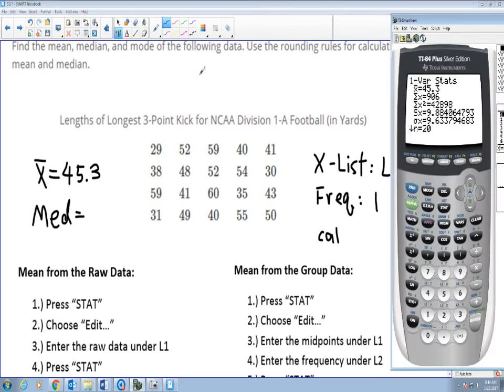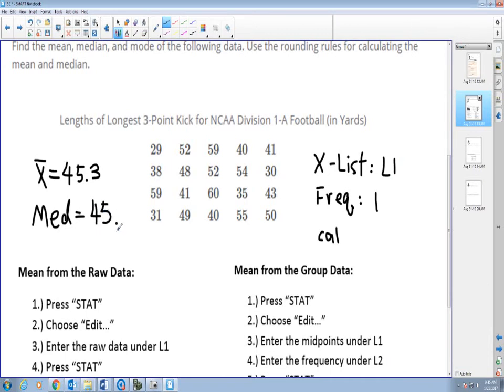Now if the problem says something like find the population mean, then your X bar here in your calculator represents the population mean. Okay, they don't have the letter mu in the graphing calculator. Now to find the median, all I need you to do from this screen is scroll down and find something called MED. That's your median, which is 45.5.